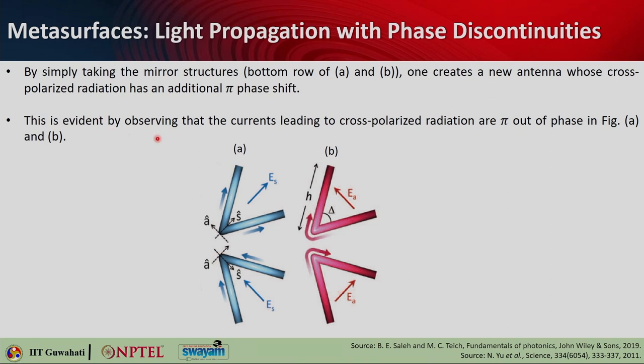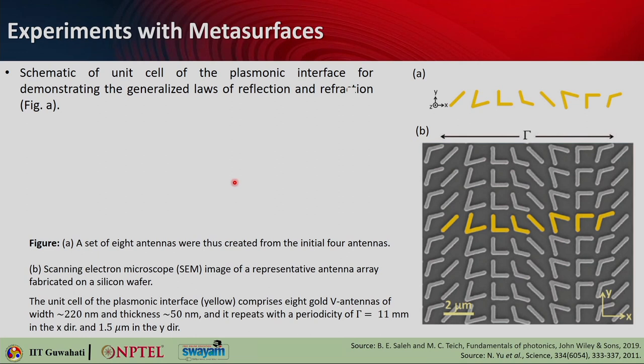This is evident by observing the currents. Because they have a completely different current pattern, obviously they are 180 degrees out of phase, or you can say pi is the phase difference between this one and this one. So, if this is giving you 45 degrees, this will give you 45 plus pi, like that. With that, people have done some experiments with the metasurface. This is a set of 8 antennas that has been taken, but you see there are basically 4 antennas and then they are repeated.